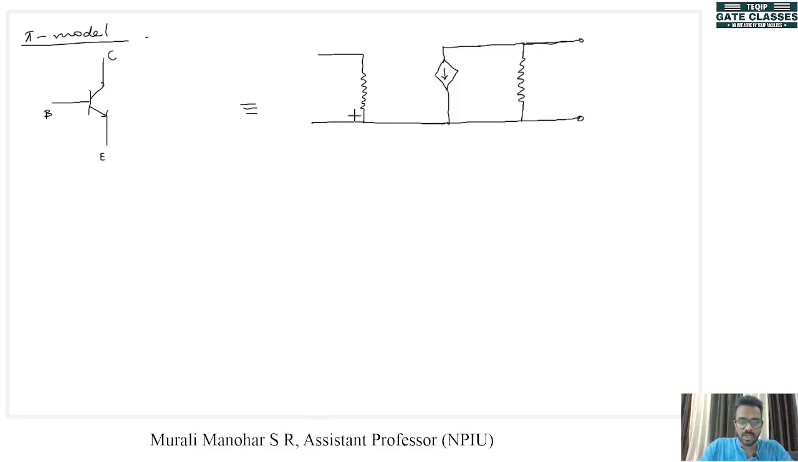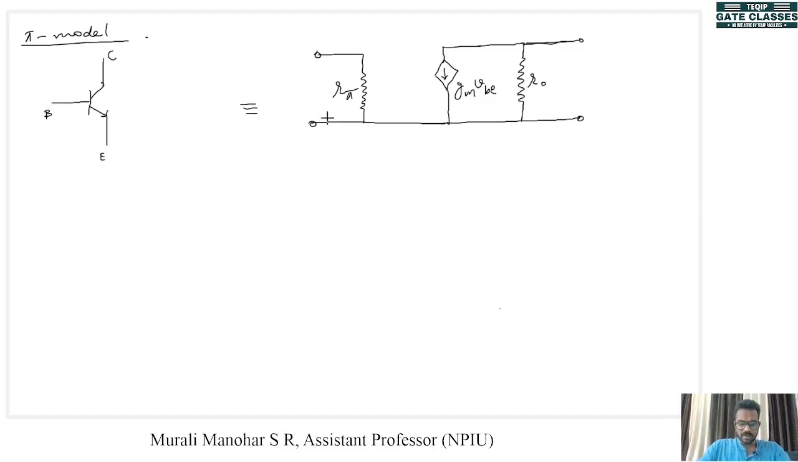So we have modeled this circuit as a two-port network. This is our input side. Here we have the resistance R pi. This is our voltage controlled current source, which is represented by GM VBE. Now here we have a resistance which is R out, the output resistance of this transistor.